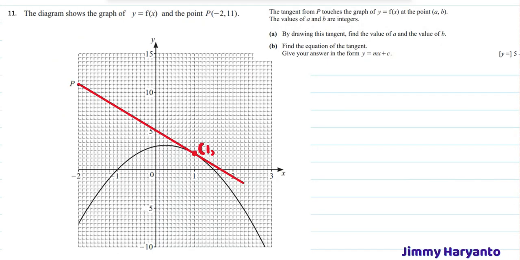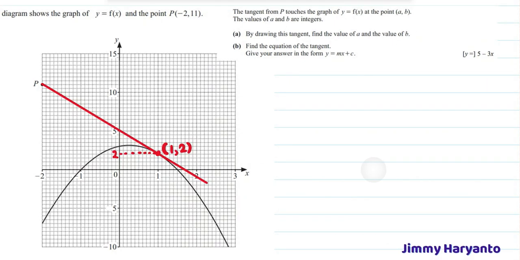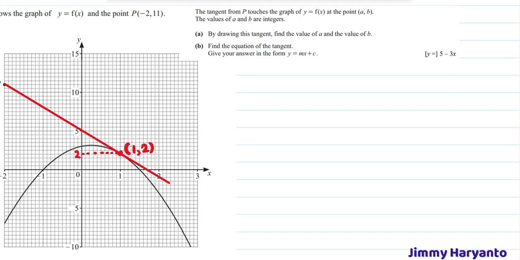The A equals 1 and the B equals 2. Counting 1, 2, 3, 4, 5. Okay, 1, 2. This is 2. So the value of A equals 1 and B equals 2.